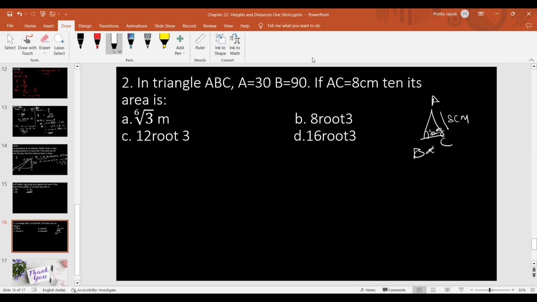This is actually not in syllabus. So just for your information, I have given this sum. So the correct answer is 8 root 3. And the bonus question.